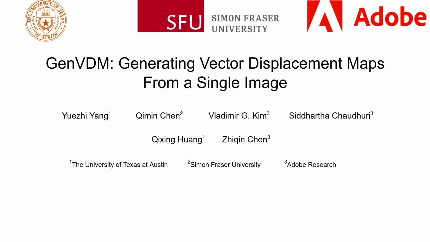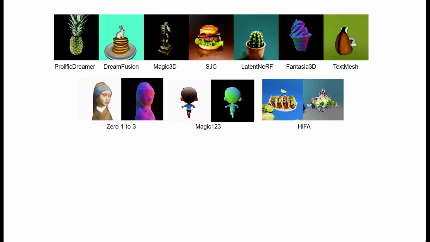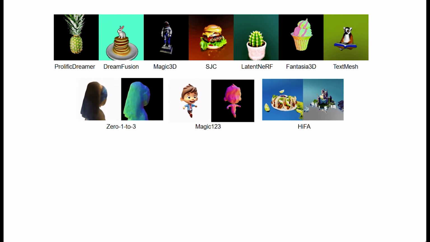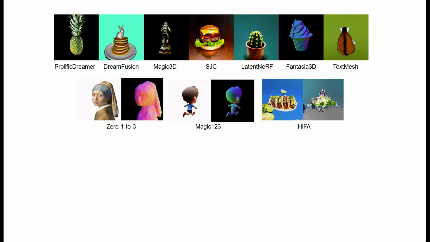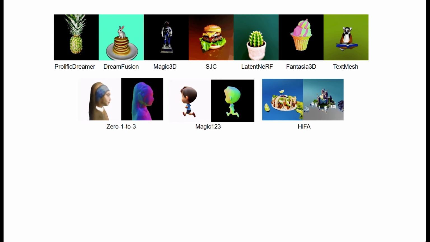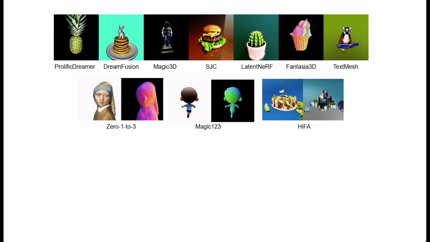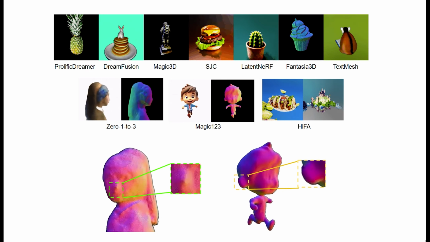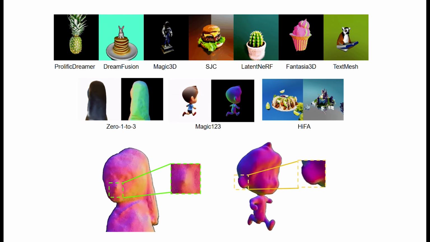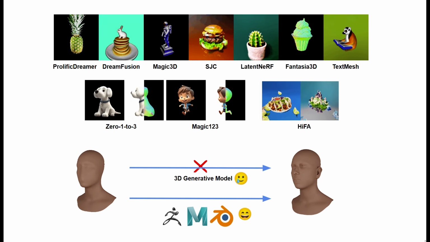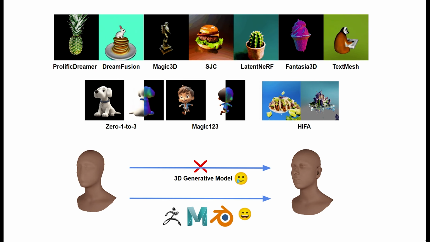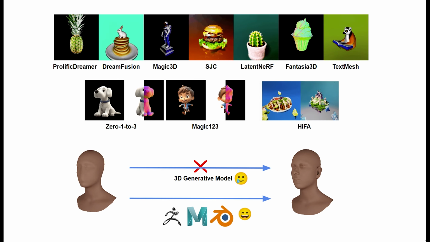We present GenVDM, the first method for generating vector displacement maps from a single image. Despite rapid advancements, generative neural models for 3D shape synthesis are not widely adopted in artistic workflows. This is primarily due to two issues. First, these models struggle to synthesize fine geometric details. Second, they lack the precise spatial and compositional controls that artists require.